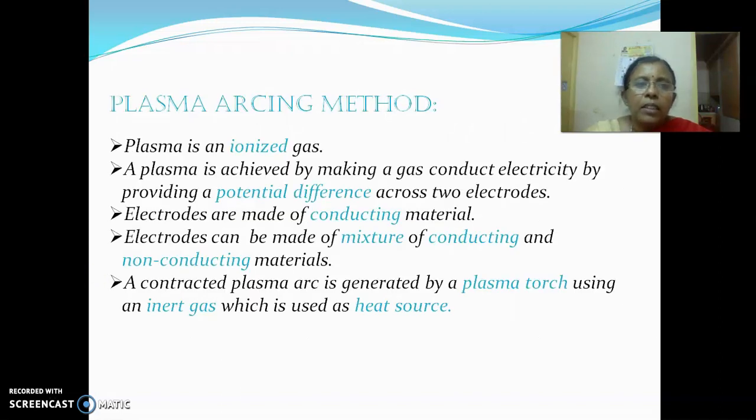In the first method, the plasma arcing method, as we already know, plasma is an ionized gas. A plasma can be achieved by making a gas conduct electricity by providing a potential difference across two electrodes. Electrodes are made up of conducting materials. Electrodes also can be made of a mixture of conducting and non-conducting materials. A contracted plasma arc is generated by a plasma torch using an inert gas, which is used as the heat source.